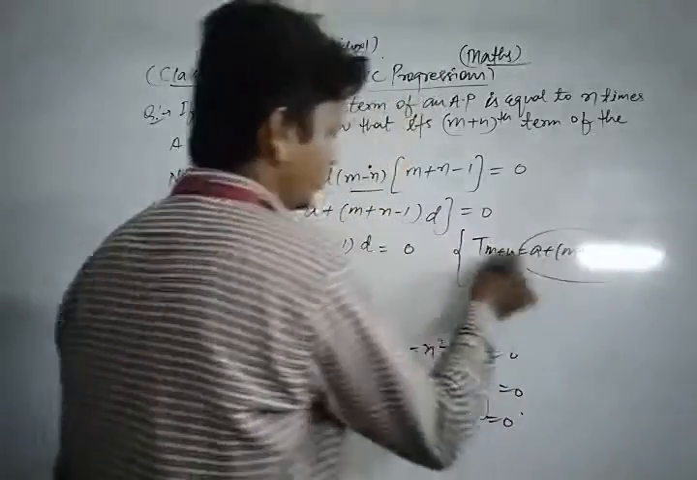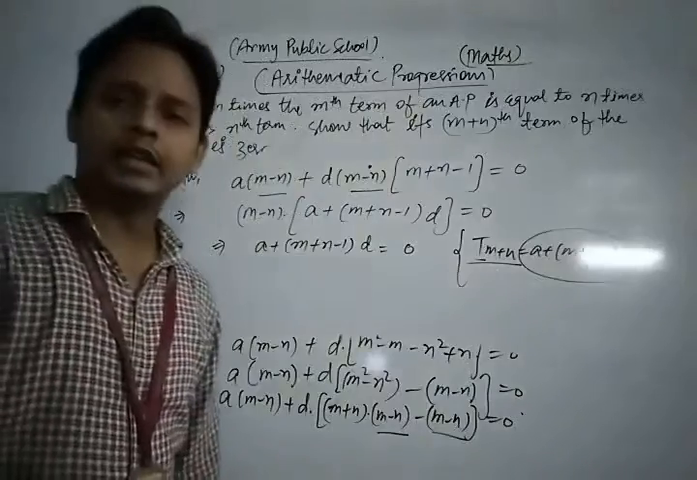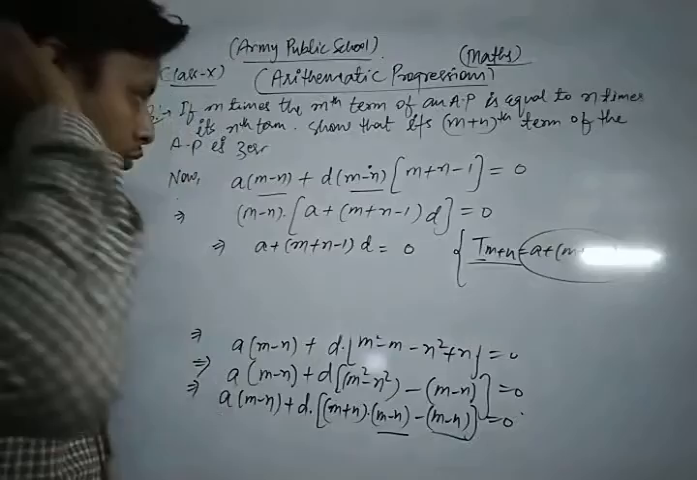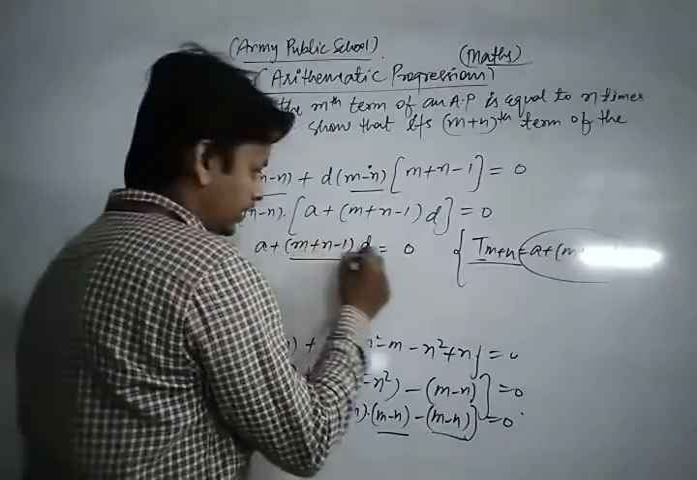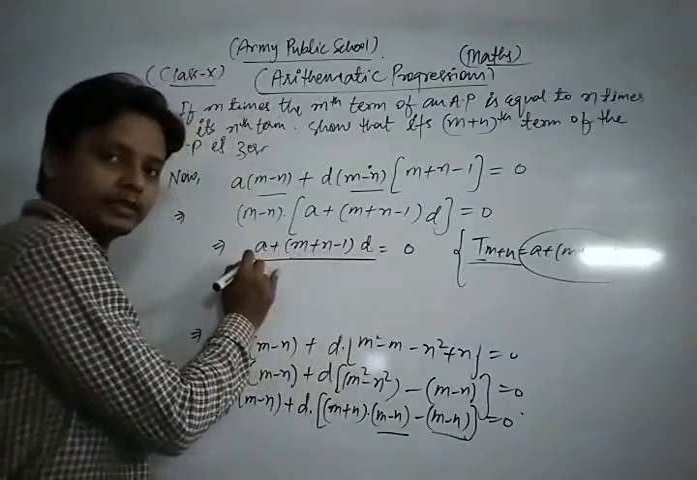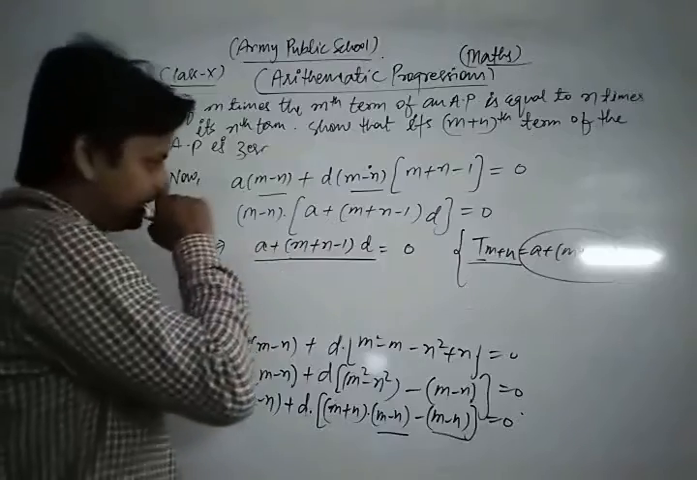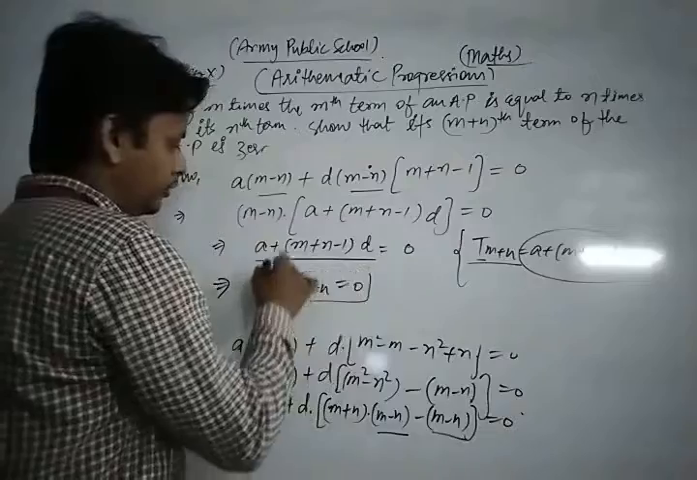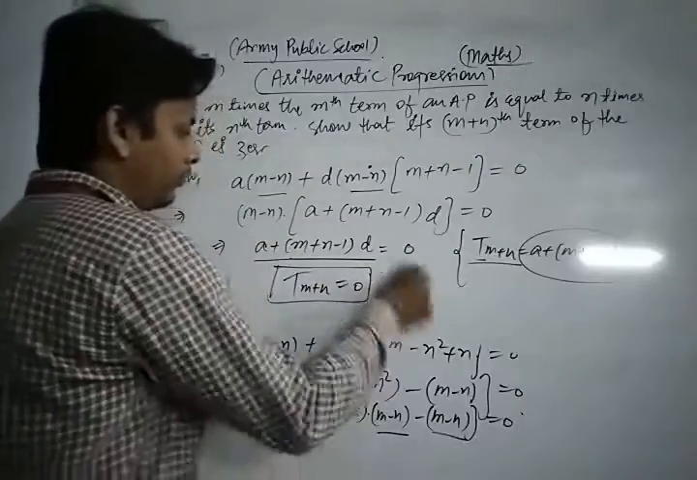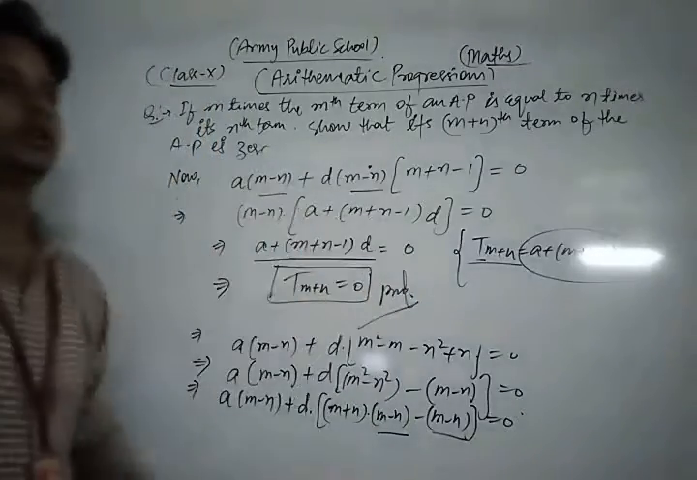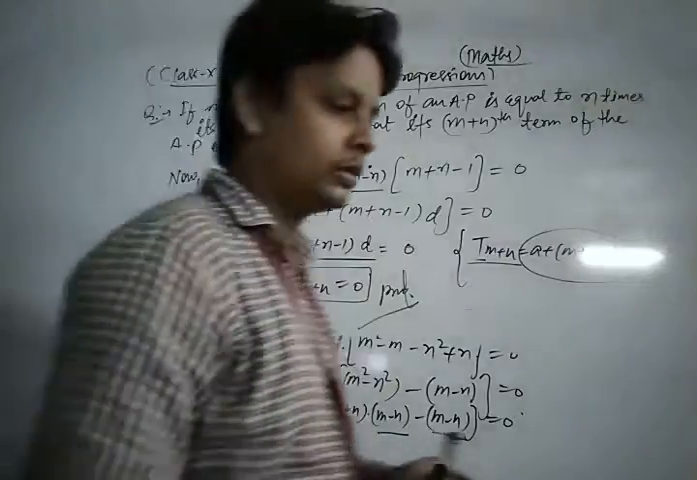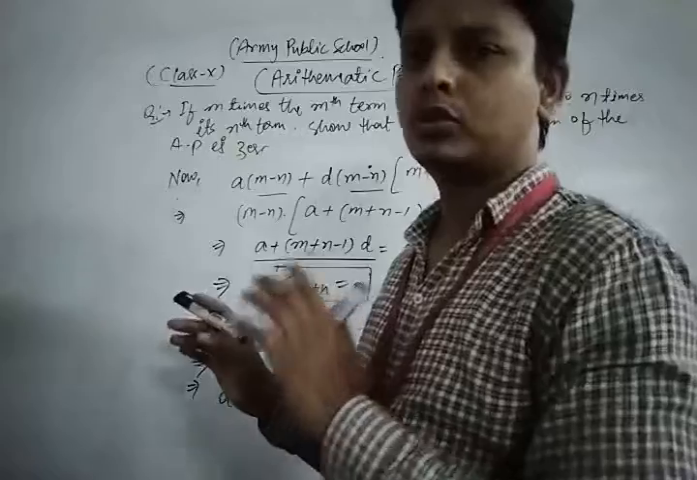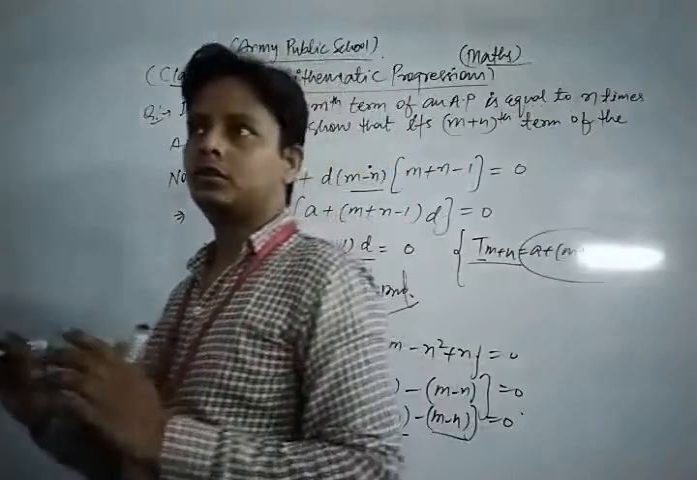Now, this is the value of the m plus n term. So here, look, this expression is equal to the m plus n term. Now we can write that the m plus n term becomes 0, hence proved. So in this way we have to show that the m plus n term will be 0, hence proved.